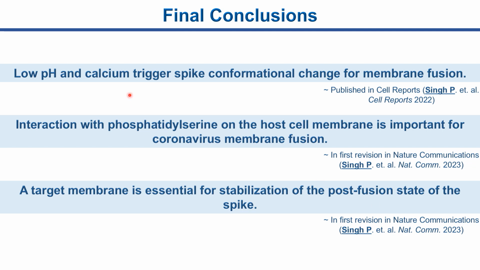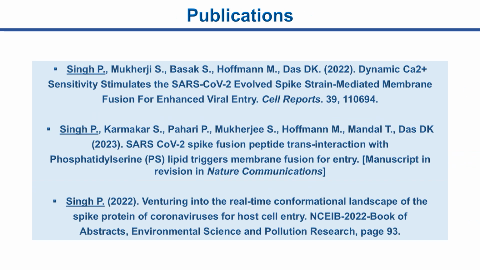The first is that low pH and calcium trigger spike conformation change. This work has already been published in Cell Reports, and the paper for the other two conclusions is in first review stage in Nature Communications. And here I have established that phosphatidylserine interaction is crucial for coronavirus membrane fusion to happen, and that a target membrane is essential for stabilization of the post-fusion state of the coronavirus spike.